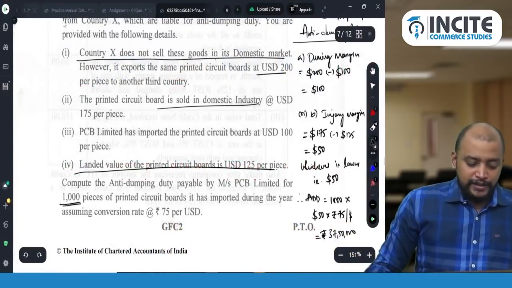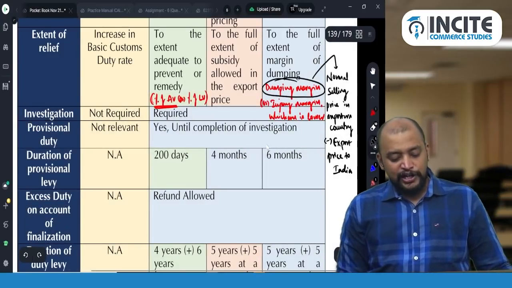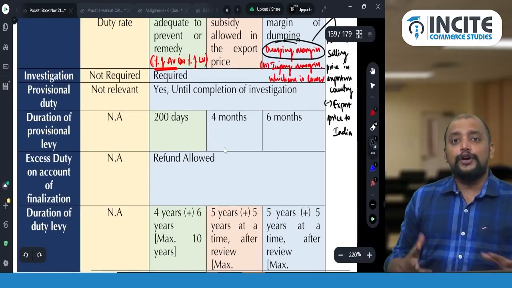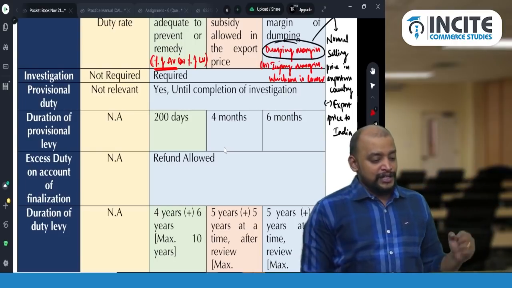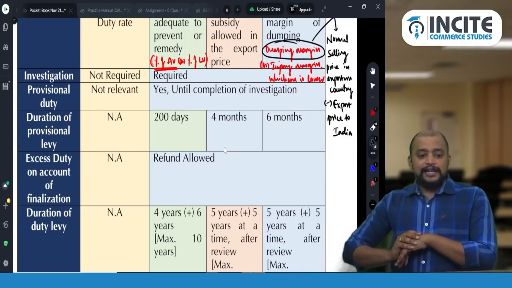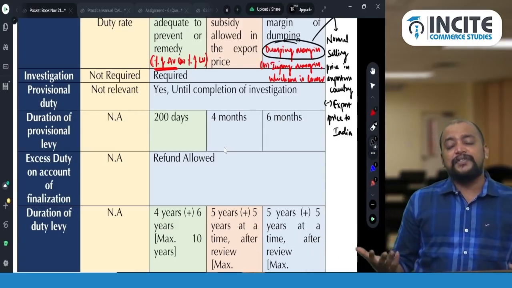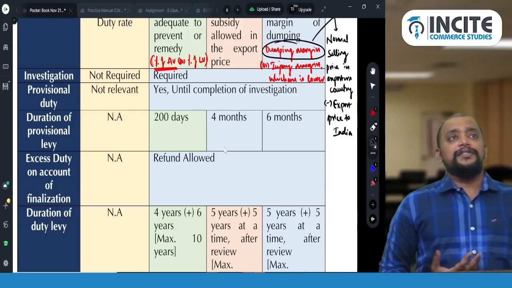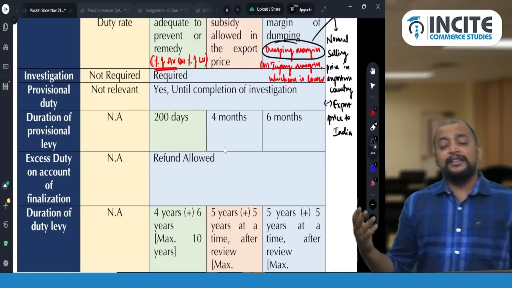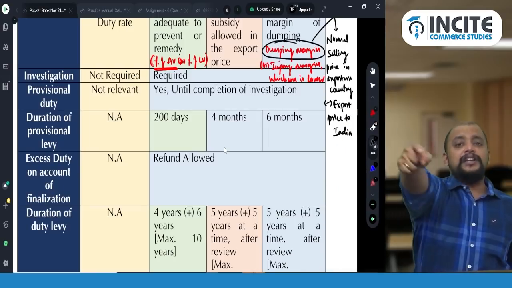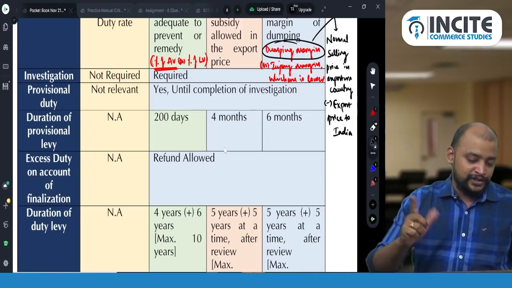So this is about the dumping margin or injury margin, whichever is lower. We understood how to compute the anti-dumping duty, anti-subsidy duty and safeguard duty. Then investigation. In case of protective duty, there is no investigation because the recommendations of the tariff commission are already in place. But in case of the other three, that is safeguard duty, anti-subsidy duty and anti-dumping duty, investigation should definitely be done because it is not suo motu but based on the application by the domestic industry.